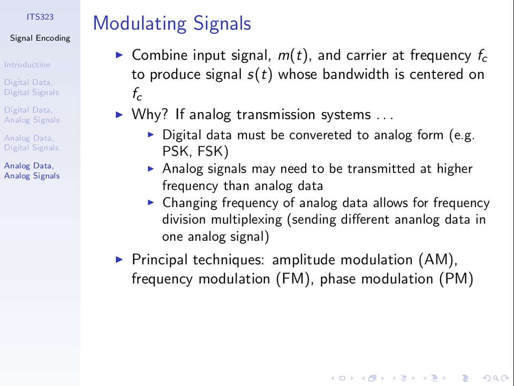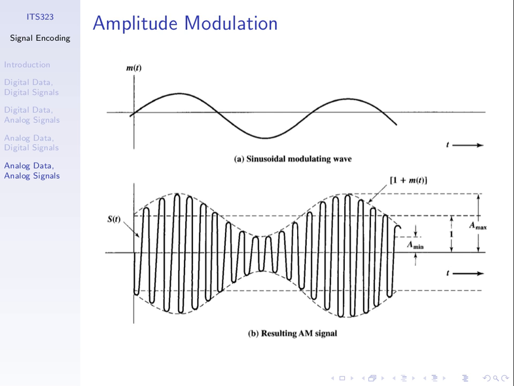We can change either the frequency to get frequency modulation, the amplitude for amplitude modulation, or the phase for phase modulation. Let's show some examples. Here's an example of amplitude modulation. This is the input data, a simple sinusoid. That's what we want to send. You see it has a low frequency. We have a carrier signal with a high frequency, okay?